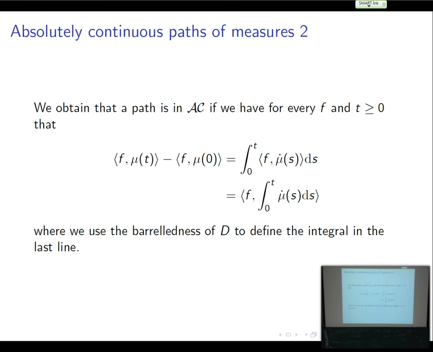So of course what we then also have is that if we look at the difference of f comma mu t and f comma mu 0, we can actually express this again as an integral. An integral over the pairing f comma mu dot s ds. And we can also pull the integral inside, and for that we need to be able to integrate in D star, and for that we need all these strange properties of D, which is technically necessary, but okay.